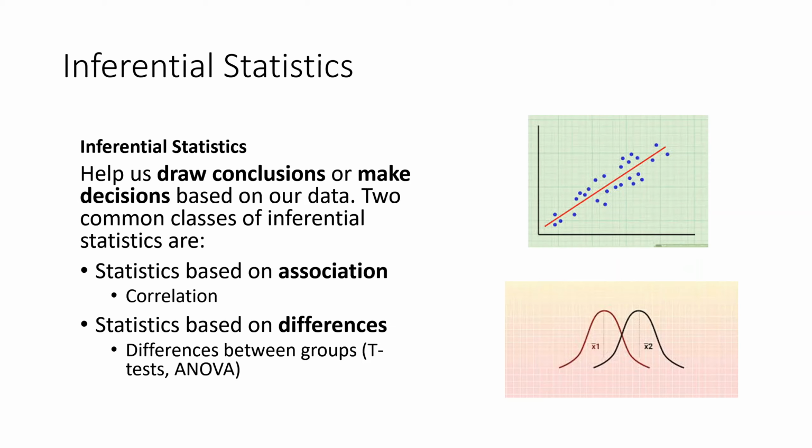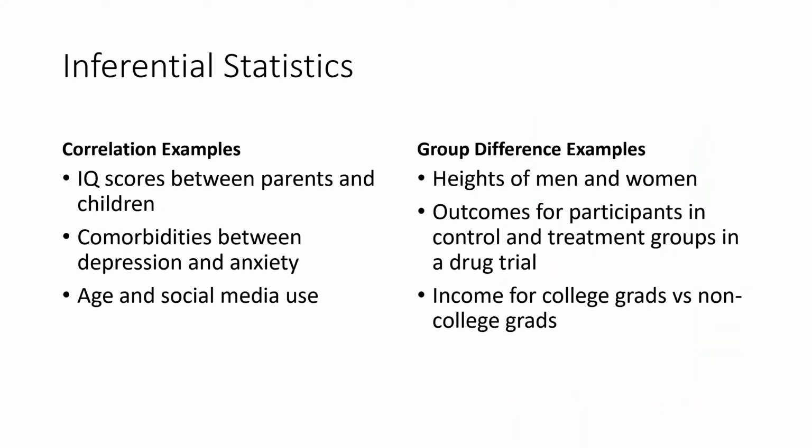Inferential statistics, on the other hand, help us draw conclusions or make decisions based on our data. There are two common classes of inferential statistics, and these are based on association and based on differences. Association-based inferential statistics would be something like correlation, and some examples would be IQ scores between parents and children. We know that IQ scores tend to be correlated between parents and children, in that parents who have higher IQs tend to have children who have higher IQs.